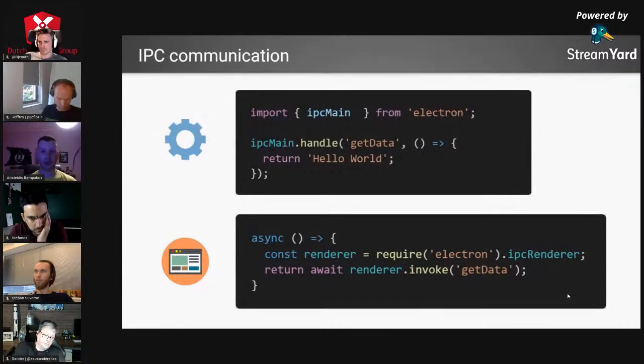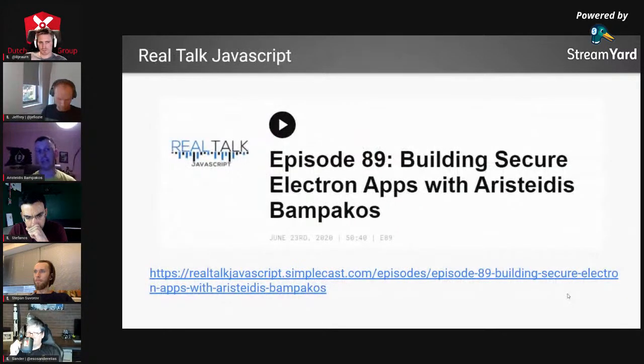Now, I told you before that the remote object has many security considerations, and generally Electron has security issues. Recently, I gave a talk on the Real Talk JavaScript podcast where I talked specifically about what security problems exist in a desktop application and how you can handle them. So if you want to check it out, I have put the links on the slide.